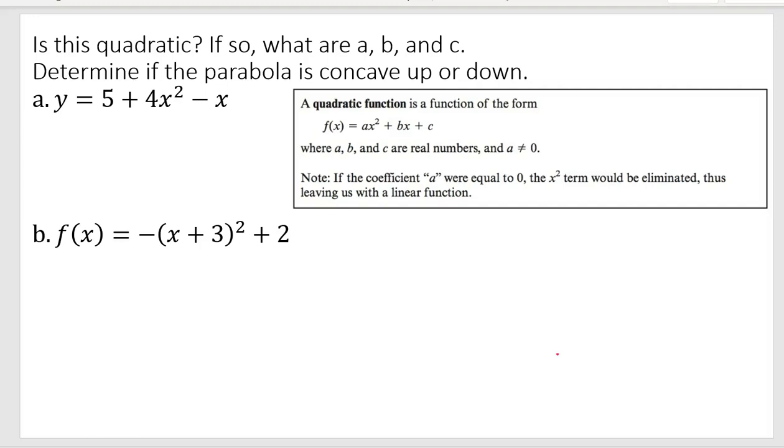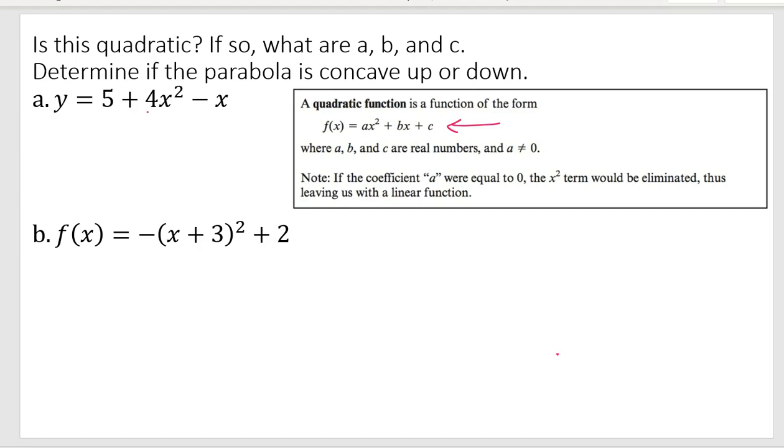In 4.2, we're going to be learning about the characteristics of the quadratic graph. First, we want to remember that a quadratic written in standard form is ax squared plus bx plus c. Now, we want to make sure that our function is in standard form before we declare what a, b, and c are. So let's look at our first equation.